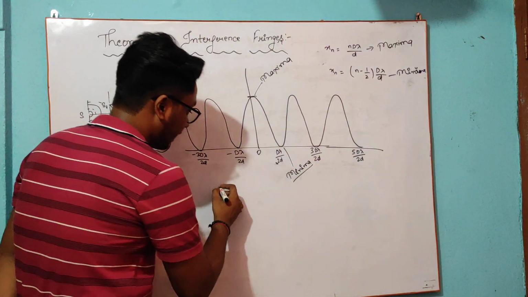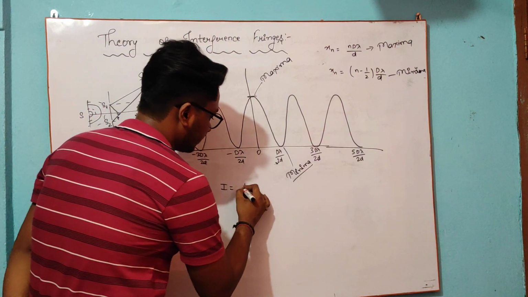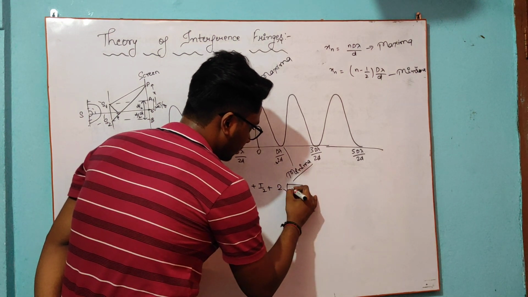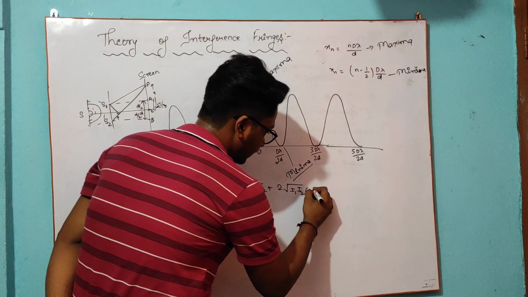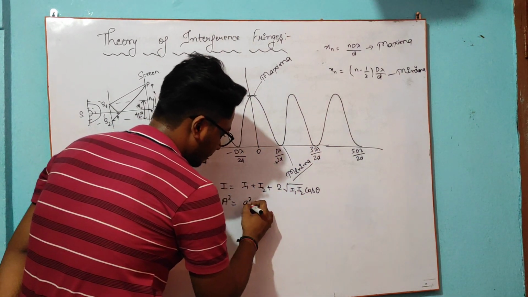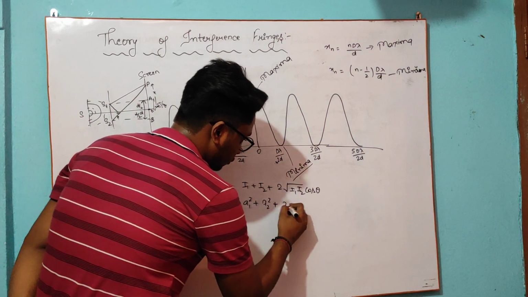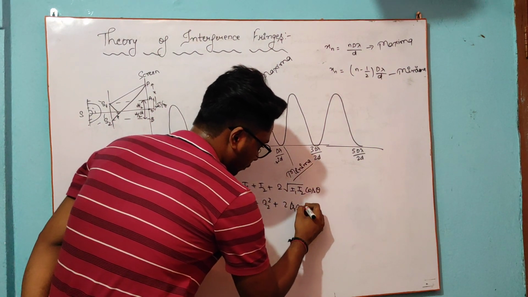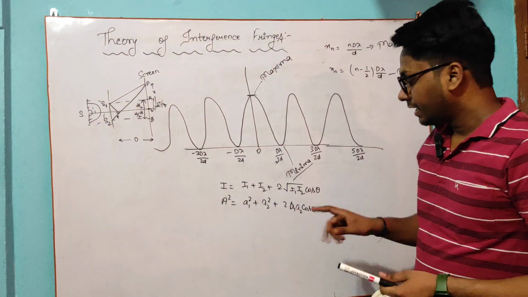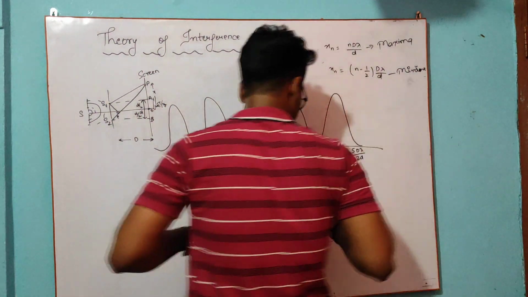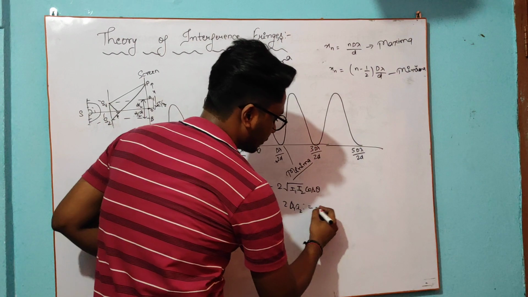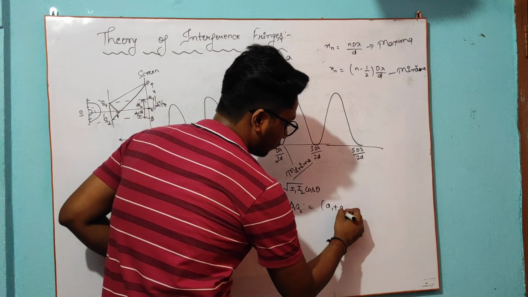Now let's calculate the value of maximum intensity. We had already discussed that the resultant intensity is I equals I1 plus I2 plus 2 root I1 I2 cos theta, and in terms of amplitude, A squared equals A1 squared plus A2 squared plus 2 A1 A2 cos theta. For maximum interference, cos theta is 1. So replacing cos theta by 1, we get A1 squared plus A2 squared plus 2 A1 A2, which equals (A1 plus A2) whole squared.